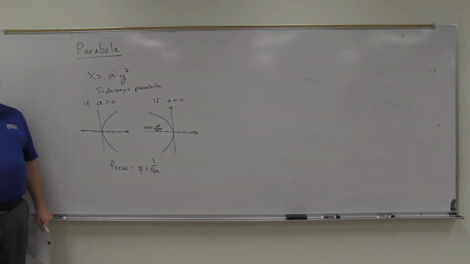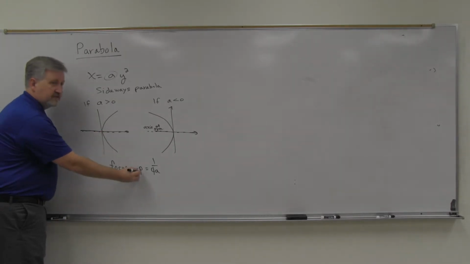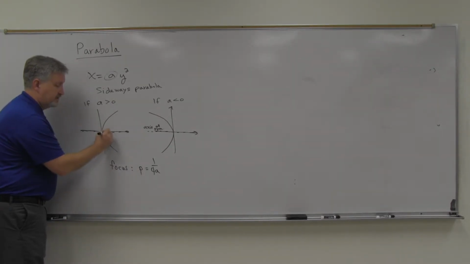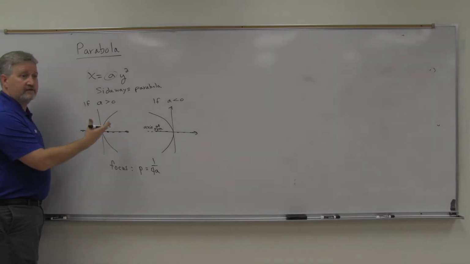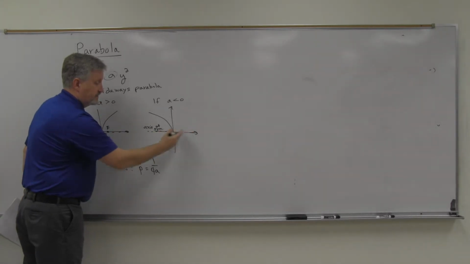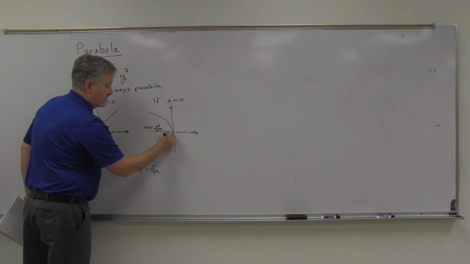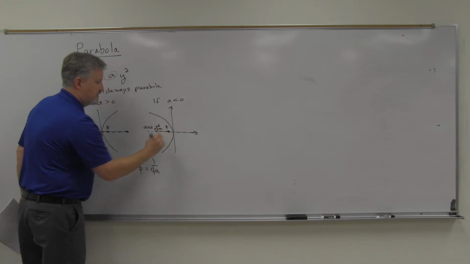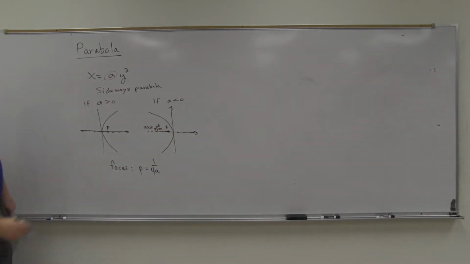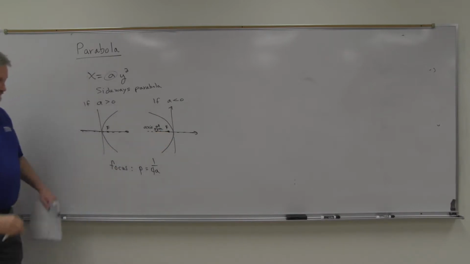The reason I mention that is because the focus is always along that axis of symmetry, so guess where the focus is here? This p gives me the distance to the focus, but the focus would be inside the parabola, so there would be your focus. This one would be along the axis of symmetry. Same thing here, inside the parabola. So there's your focus on that one. And p is that distance to the focus from the vertex.